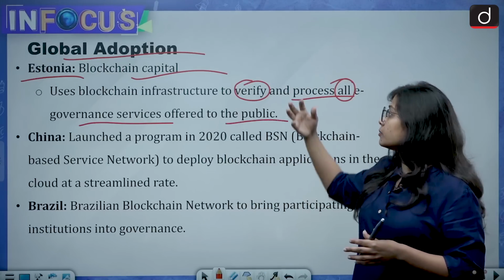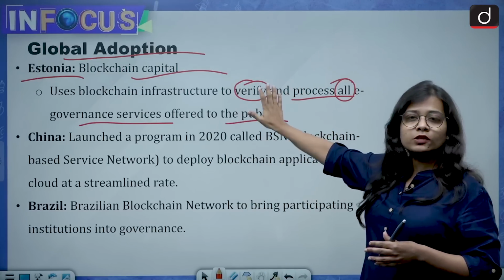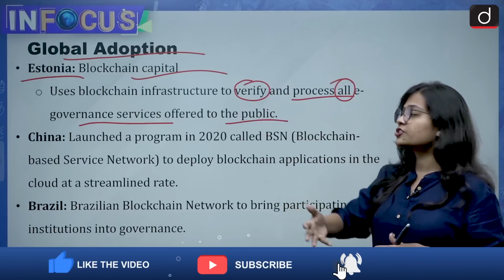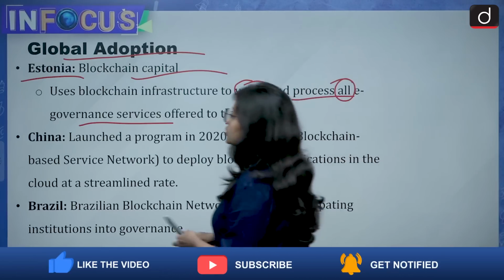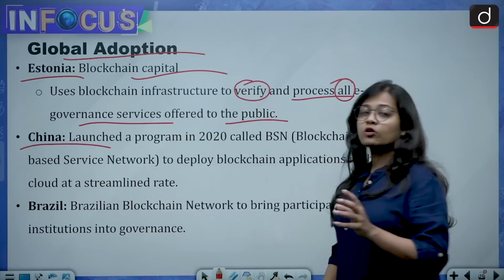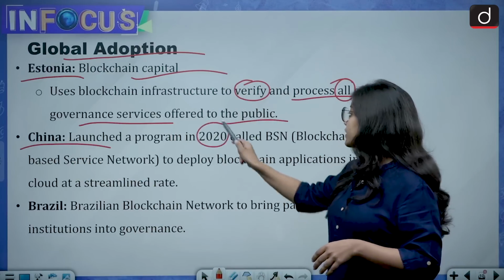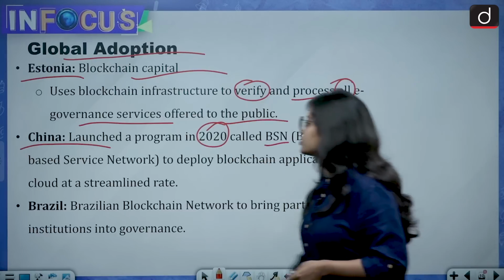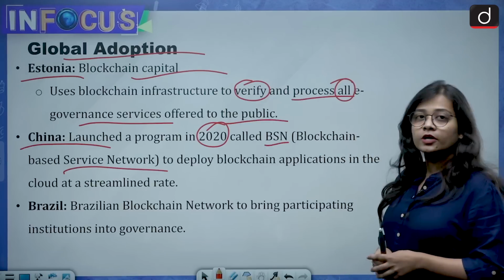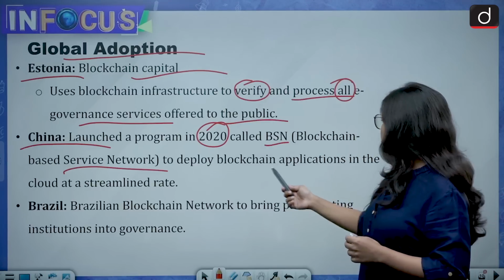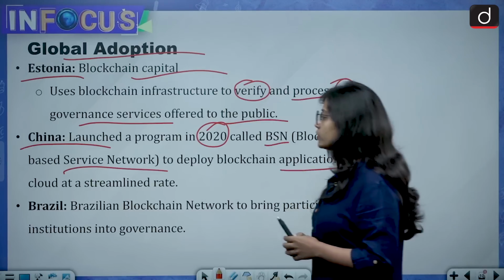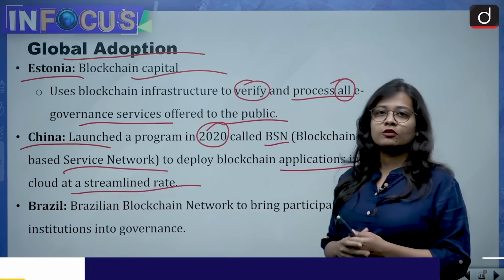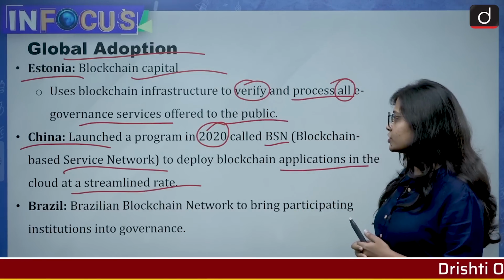So see, blockchain technology is also helping in improving the governance aspect of a country. Then comes China. China launched a program in 2020 called the BSN, which is the Blockchain-based Service Network, to deploy blockchain applications in the cloud at a streamlined rate. So our neighbor is also moving towards blockchain technology.